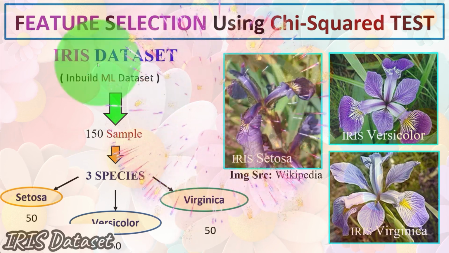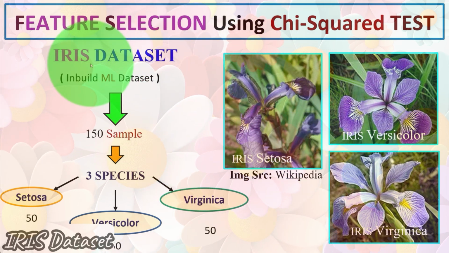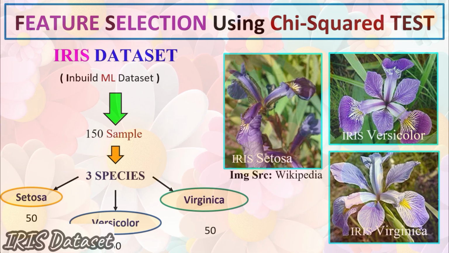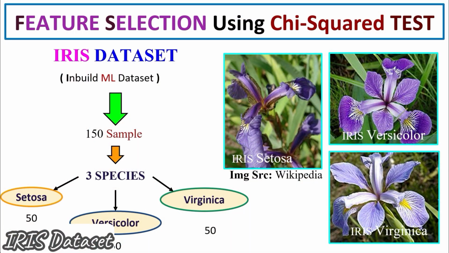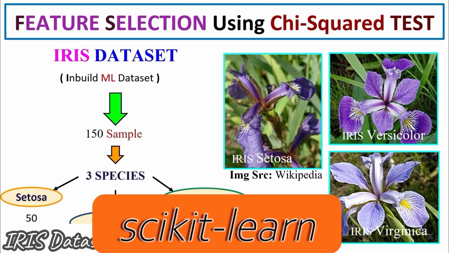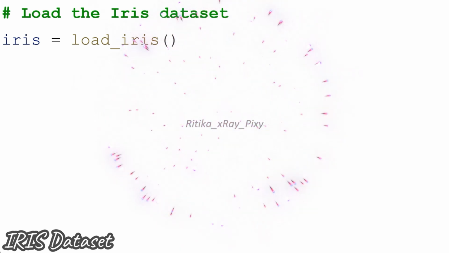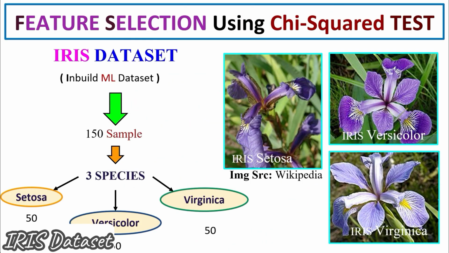So here you can see we have the dataset, that is the IRIS dataset. This dataset is also available in Python, and we can directly access it through the scikit-learn library. So there is no need to download any external file. We can directly access this dataset, and we will load it. We will cover in the upcoming slides how we will load the dataset and then perform feature selection. So first we have this dataset, that is the IRIS dataset.